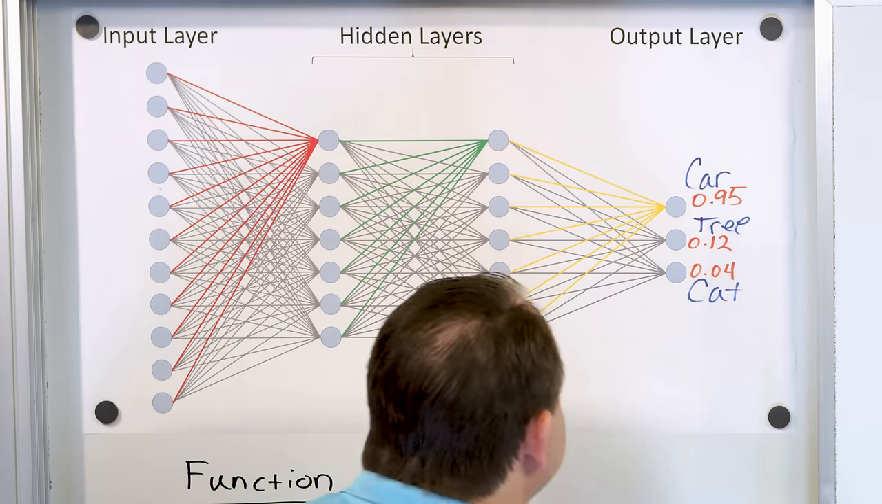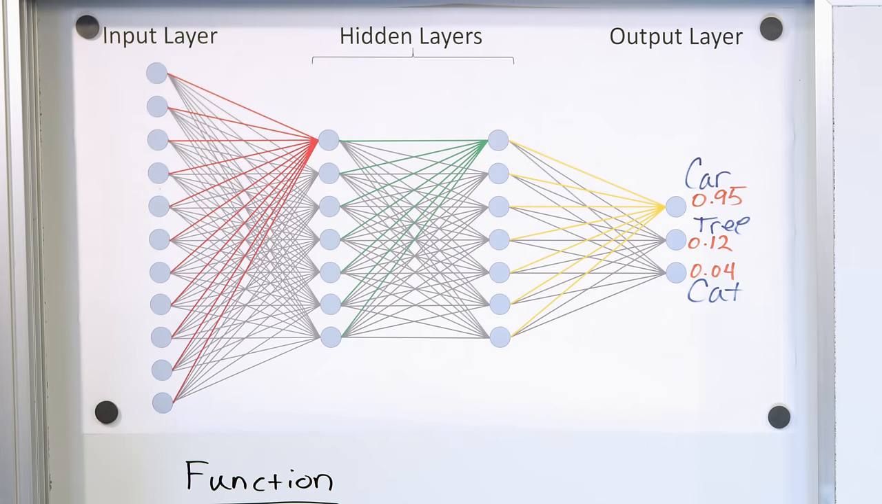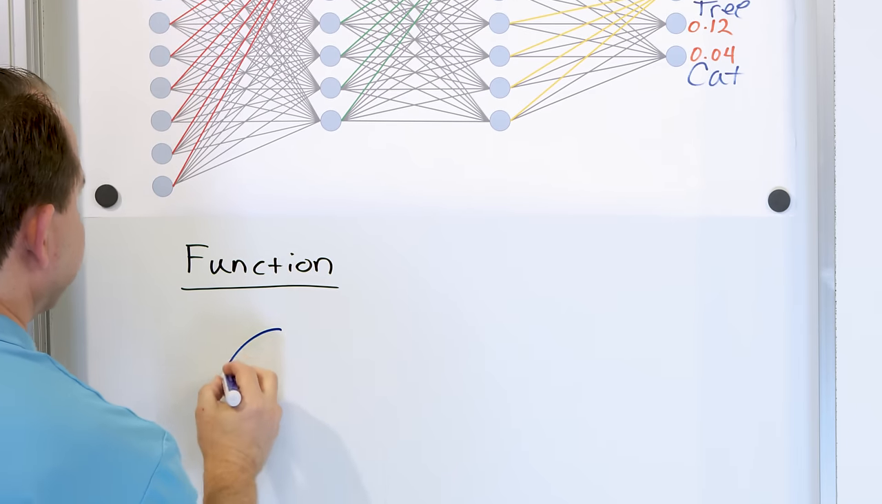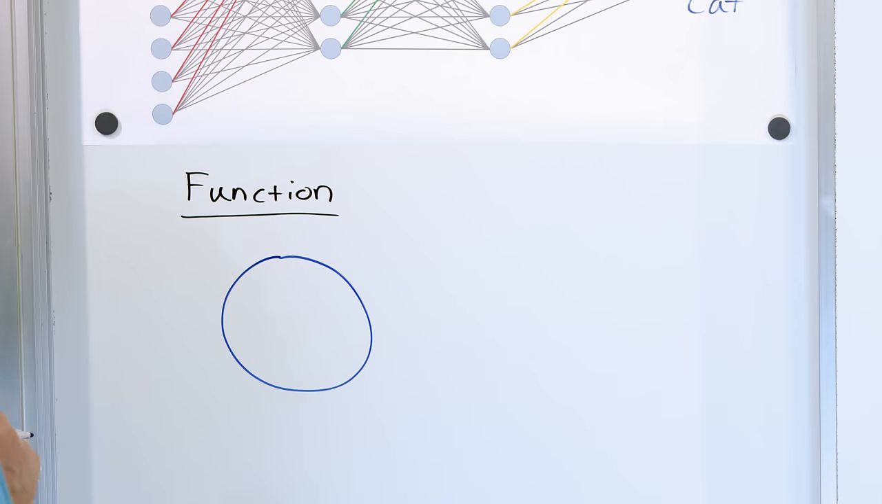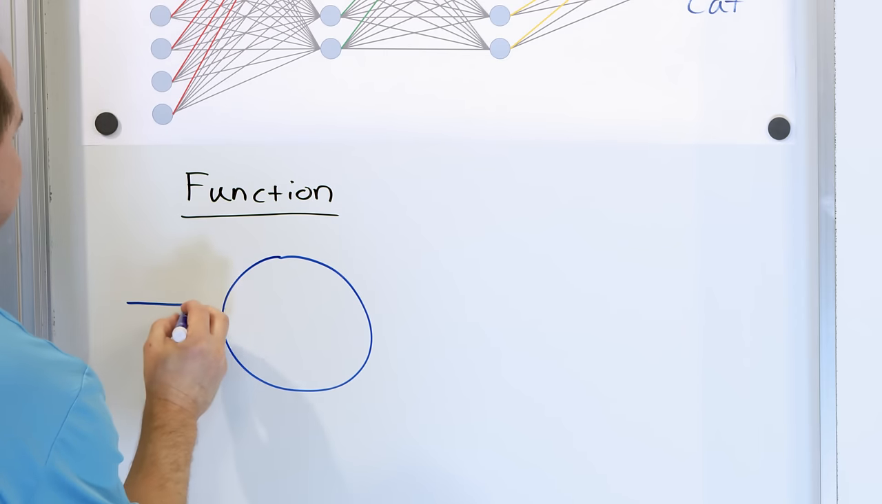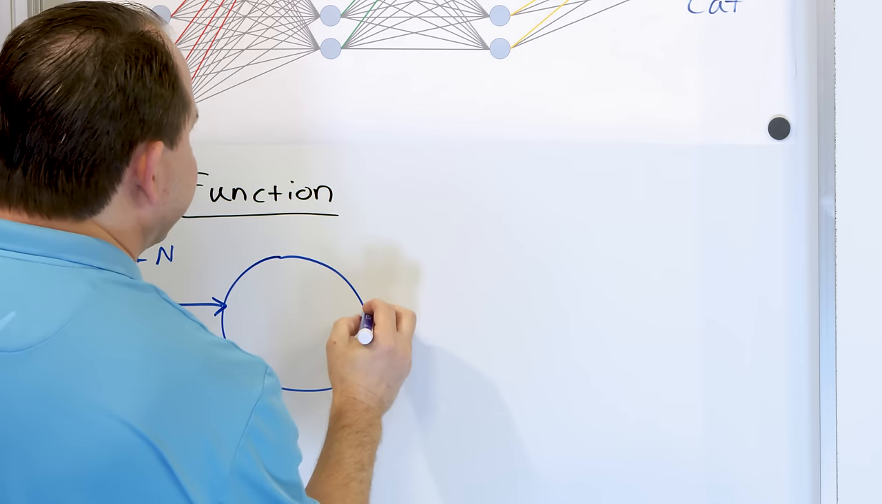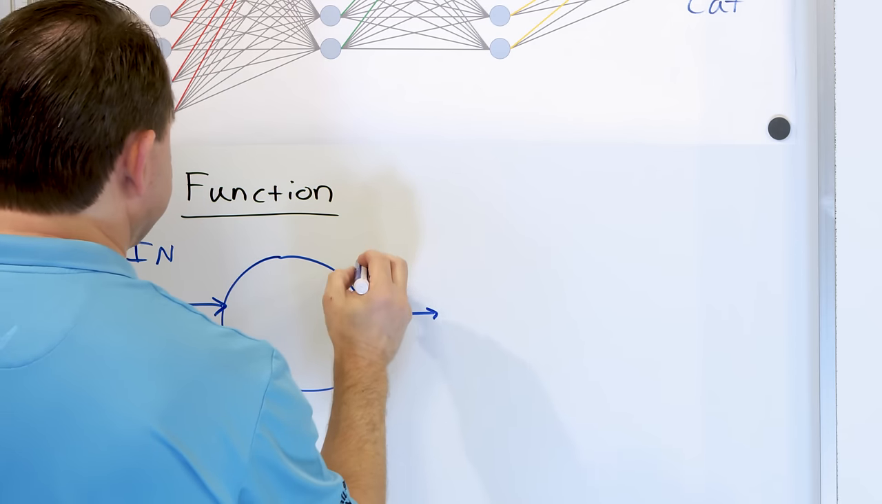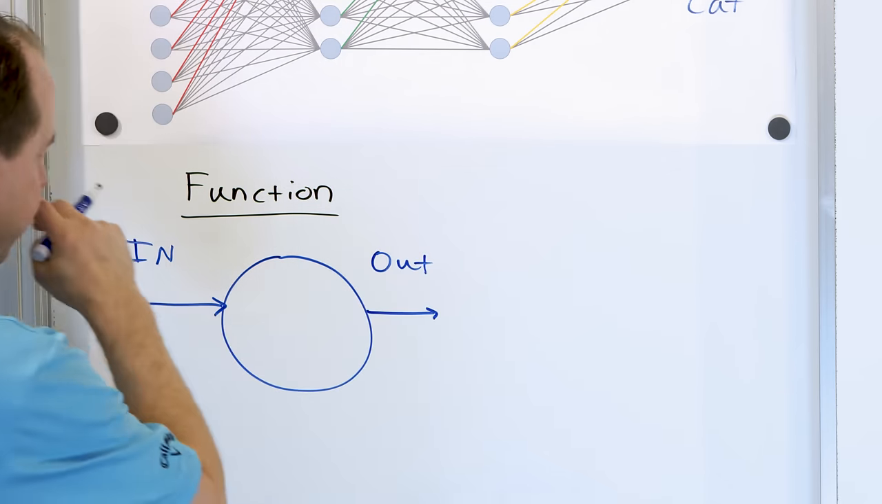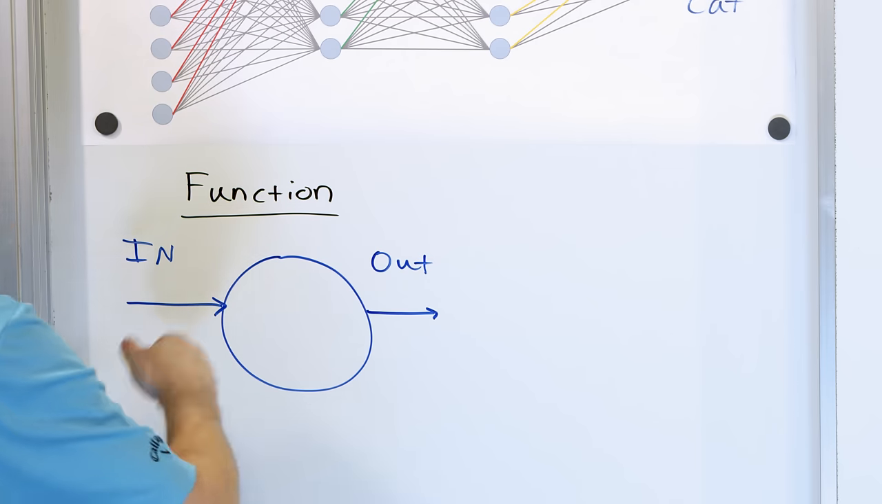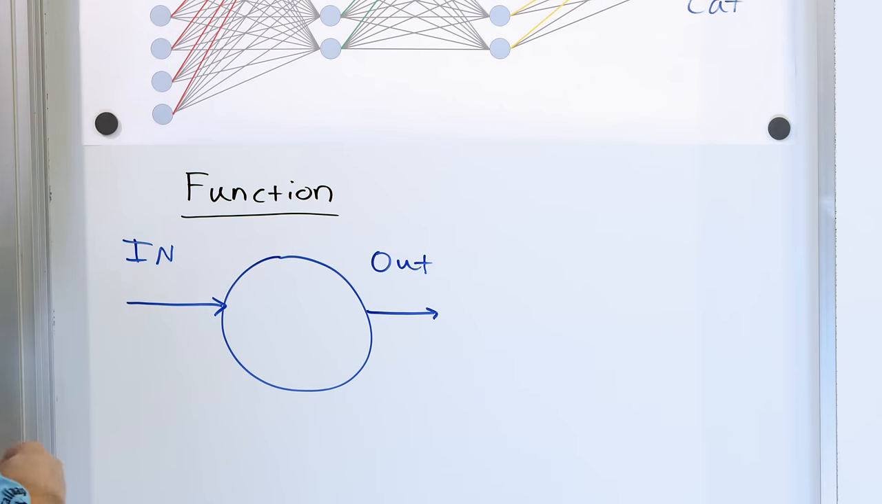Now, because I use circles here in the neural network, I'm going to use a circle to represent the function. So here is a circle, one of these neurons, right? And it takes some input value. I'm going to put input here. And it generates or calculates some output value. Right, in and out. Now what is inside of here is some sort of calculation. This is any mathematical function.